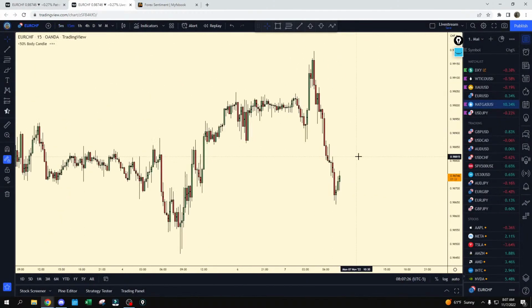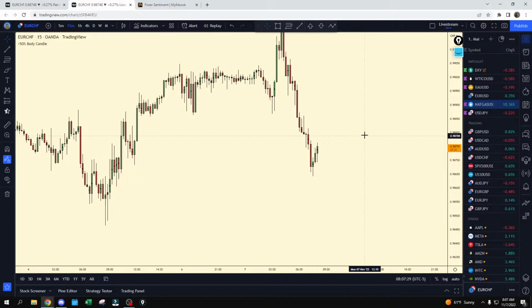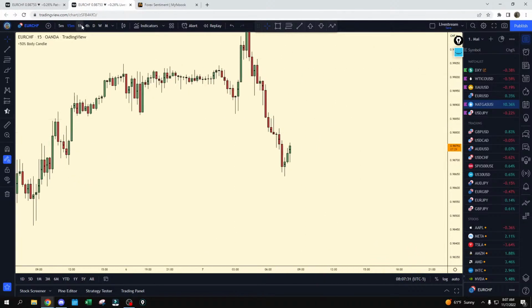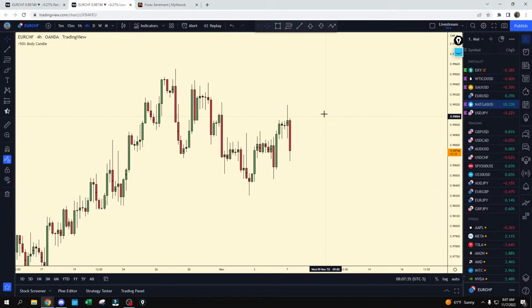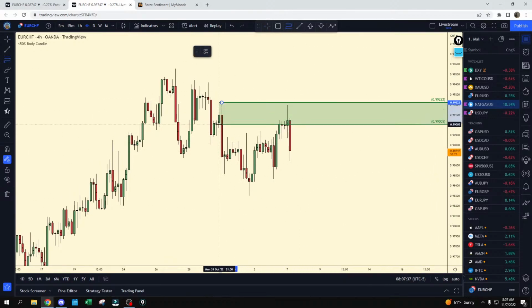So on the 15-minute chart, there's really no trends. So for me to be trading this one, I personally don't like it. I would rather see a 4-hour, maybe if price was in a 4-hour demand zone. We are actually reacting off of this supply zone here. So yes, okay, let's base the trade off of this.